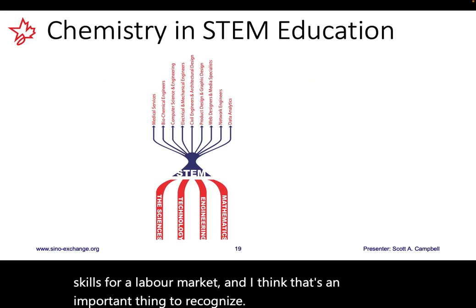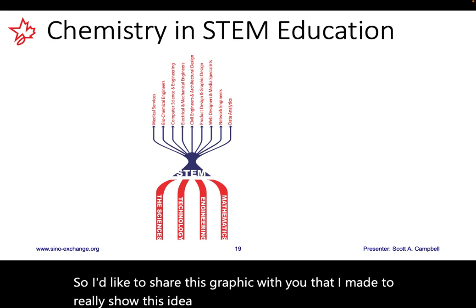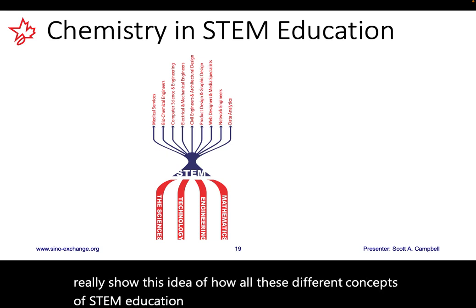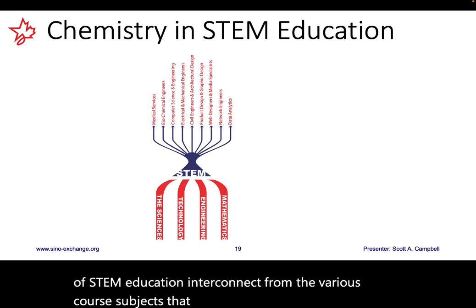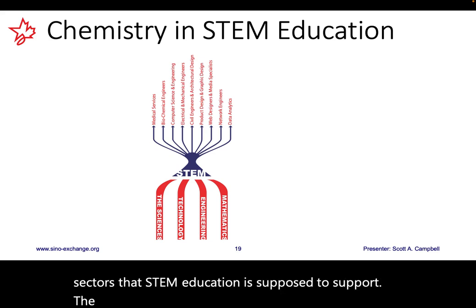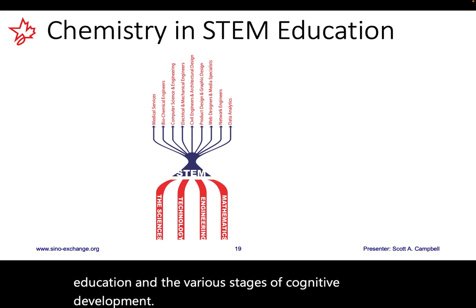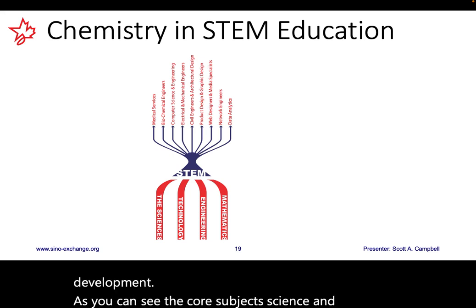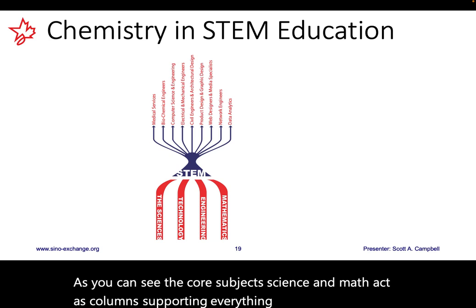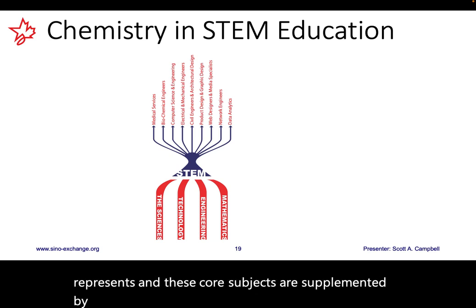So I'd like to share this graphic with you that I made to really show this idea of how all these different concepts of STEM education interconnect, from the various core subjects that STEM is comprised of, to the critical industry sectors that STEM education is supposed to support, the educational theory that interconnects with STEM education, and the various stages of cognitive development. As you can see, the core subjects, science and math, act as columns supporting everything that STEM education represents, and these core subjects are supplemented by the interdisciplinary subject areas.